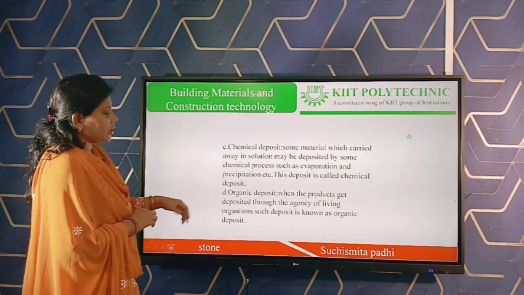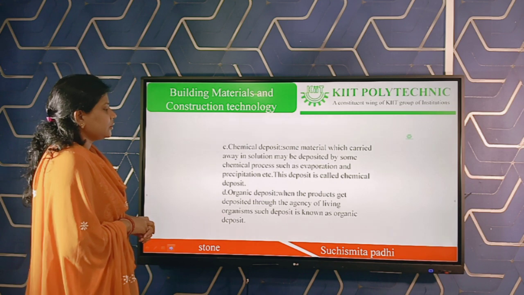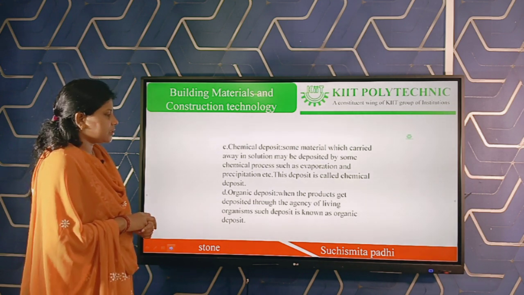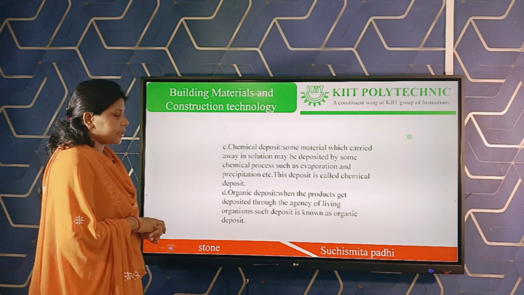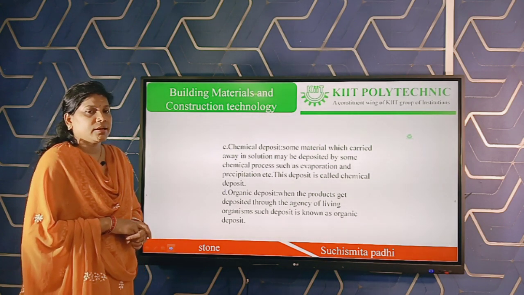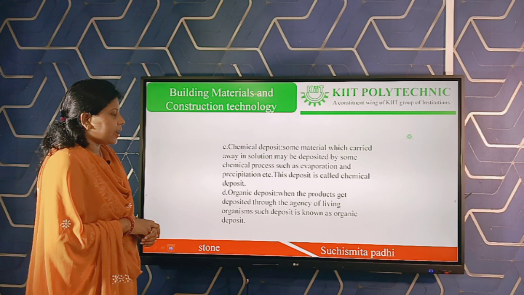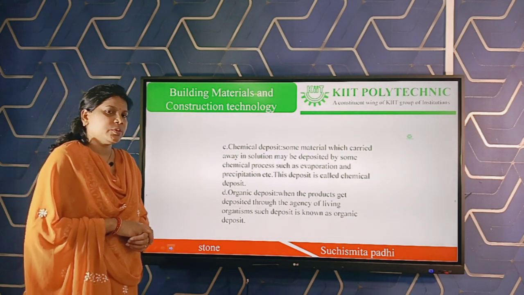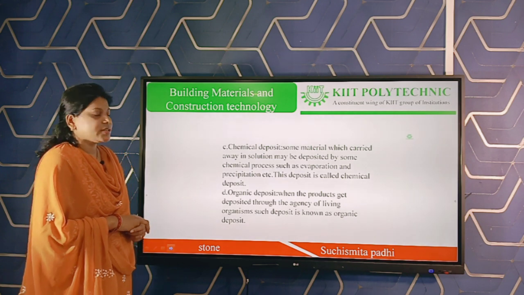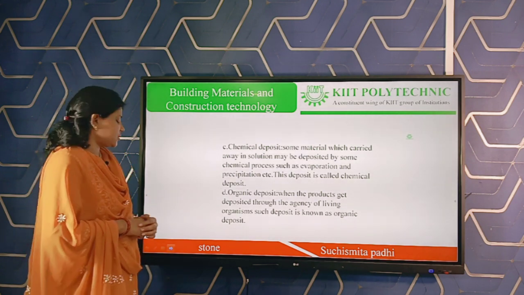Next one is organic deposit, that is the last one. When the products get deposited through the agency of living organisms, such deposit is known as organic deposit. When the deposits are made by living bodies or living organisms like animals or human bodies, then that is known as organic deposit.